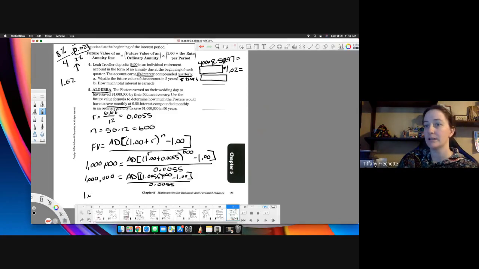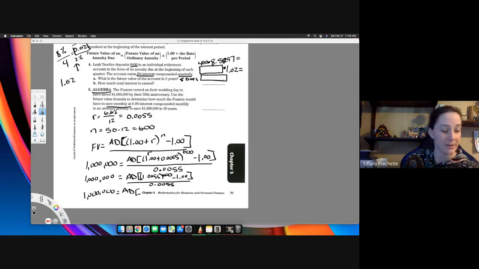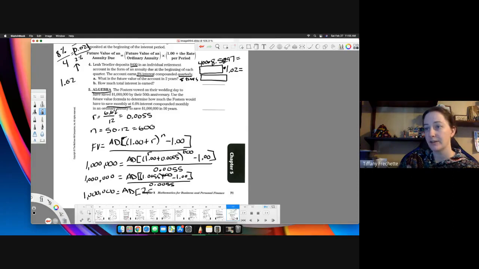So I have 1 million equals AD. Sorry, I'm going to be writing right over the top of this. I didn't plan that out very well. Remember, this number is now taking the place of the parentheses. That was that calculation. So I'm going to say minus 1 so that I just have one number on top. My number on top is going to be 25.868595. Try not to round too early. I've talked about this in previous videos. Rounding too early will mess up your calculation.